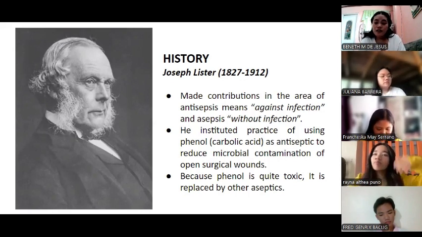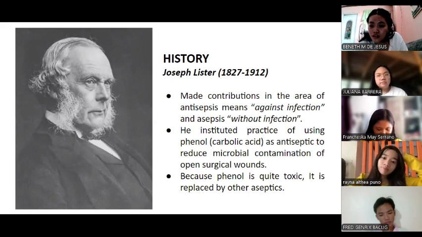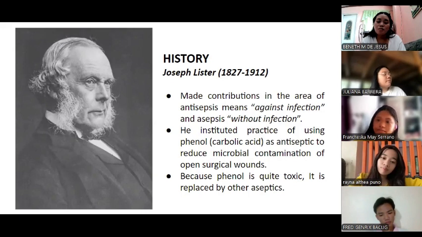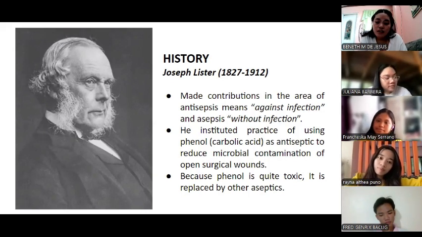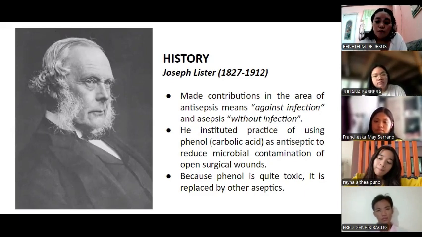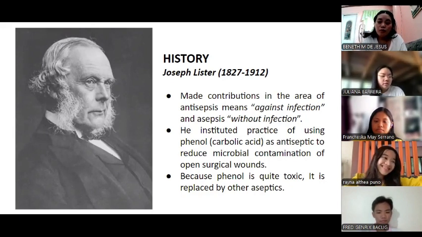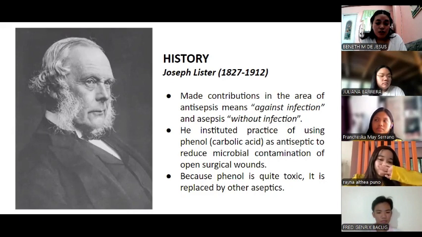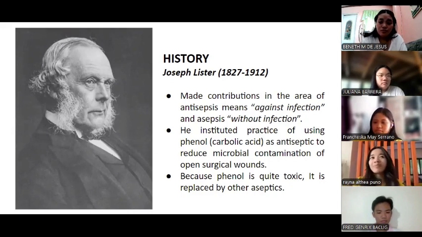Yung phenol is replaced because of its irritant and corrosive properties and potential systemic toxicity. At present, phenol is not commonly used, hindi na siya commonly used. So, ang pinalit na sa kanya is sodium hypochlorite para ma-disinfect yung mga instruments natin.